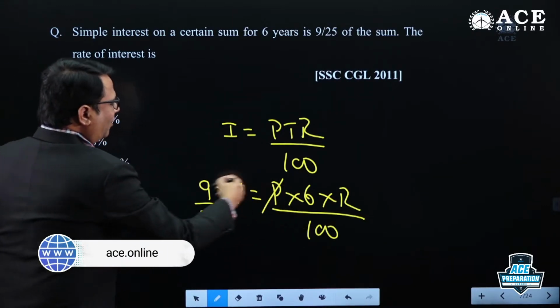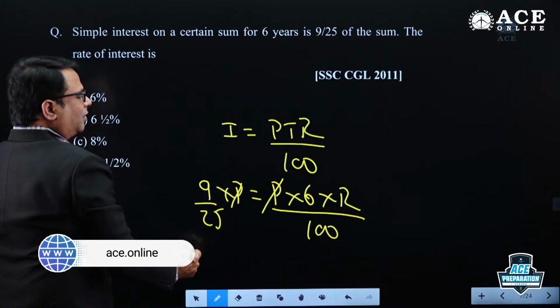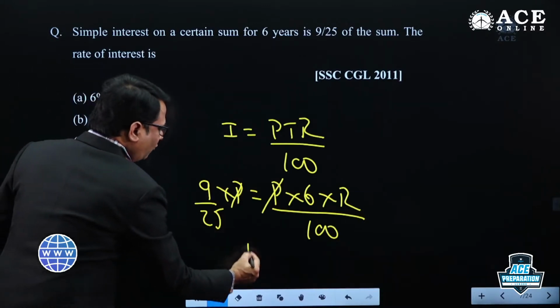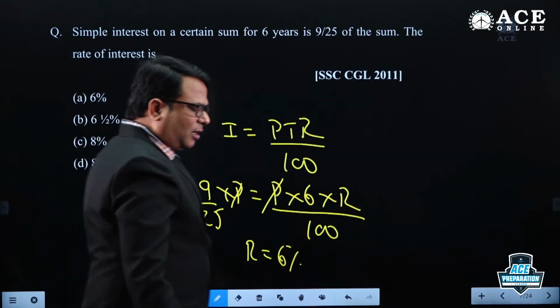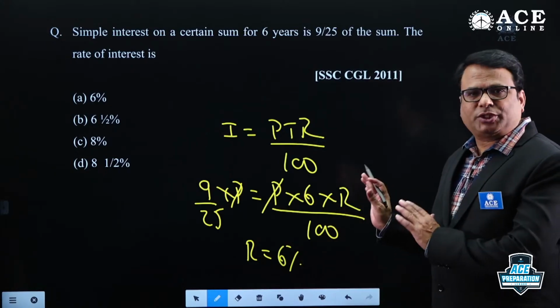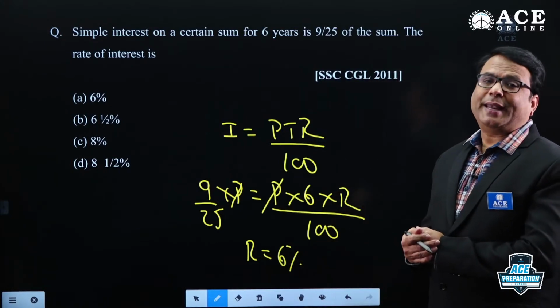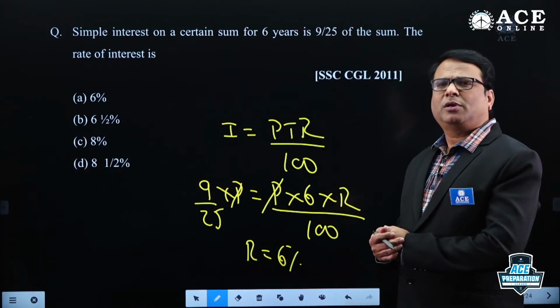So 9 into 100, 900 by 150. So R equal to 6. Therefore, R equal to 6%. Then I can say the rate of interest is 6%. So this is the traditional way of doing it. Now, we do it by the advanced method.